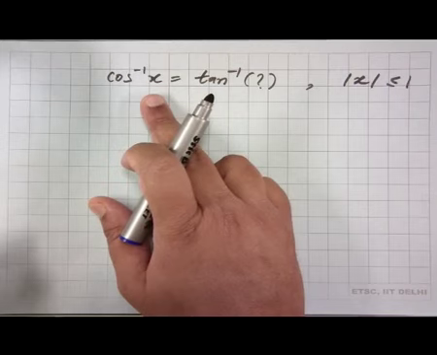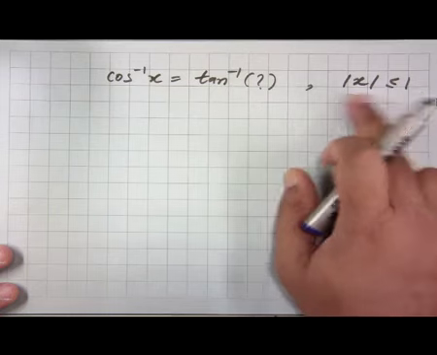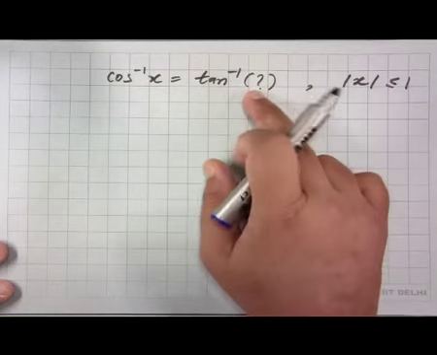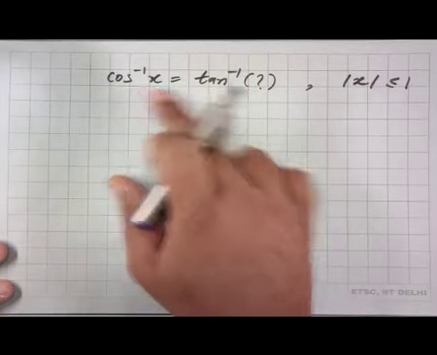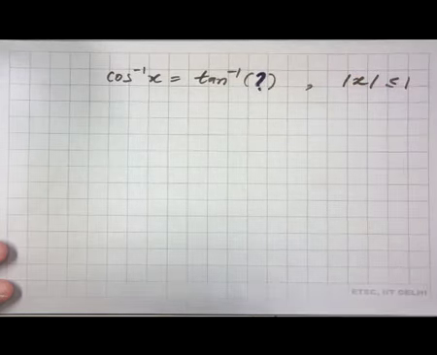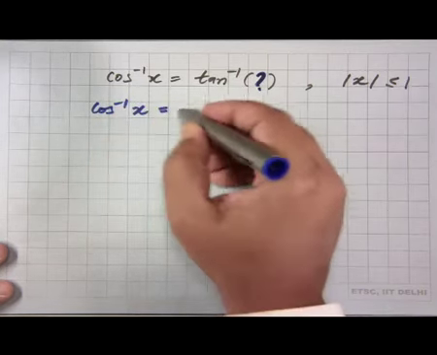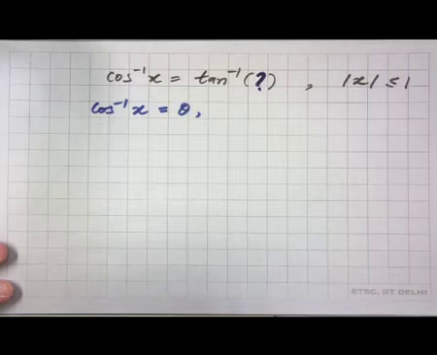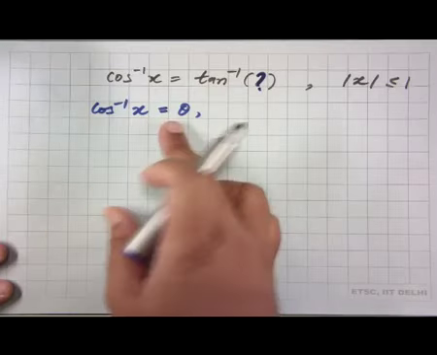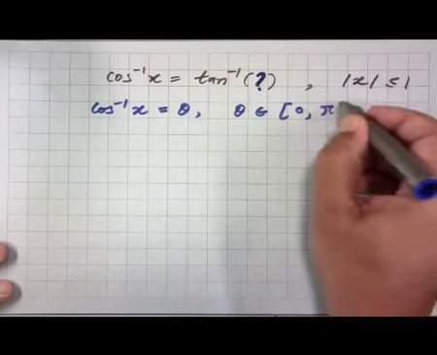The idea is that if we are given a value of x whose modulus is less than or equal to 1, then we need to find this unknown value such that cos inverse of x is equal to tan inverse of this value. So, this is what has to be derived. We start by saying that suppose cos inverse x is equal to theta. Since the range set of the cos inverse function is the closed interval 0 to pi, it follows that this theta must belong to the closed interval 0 to pi.